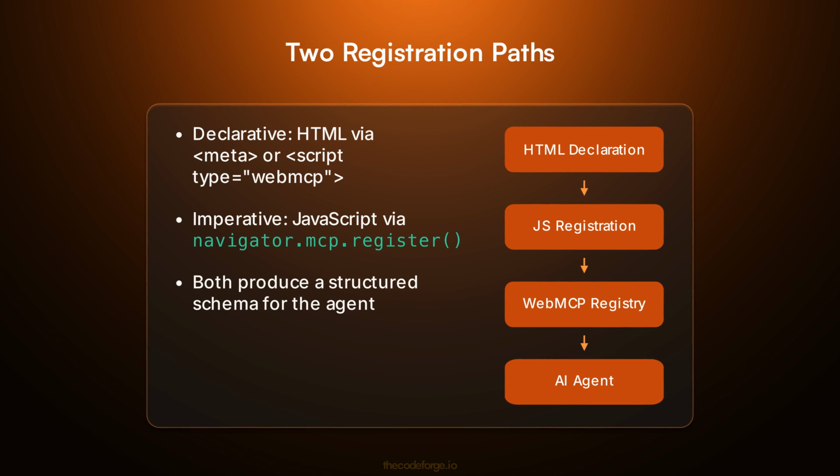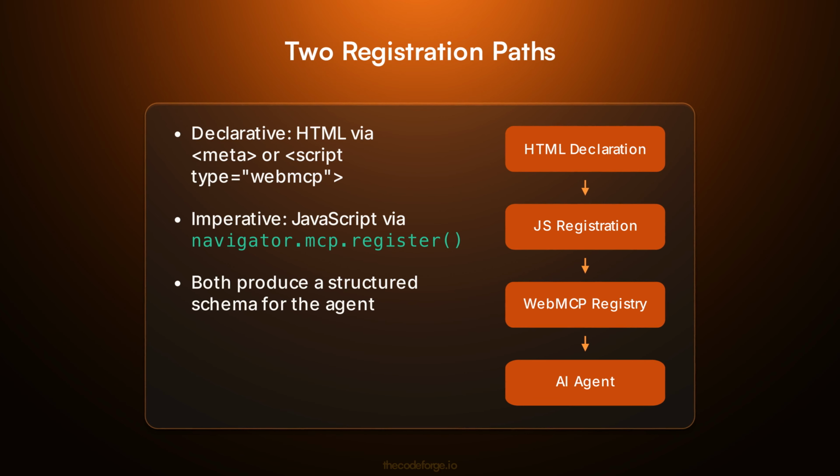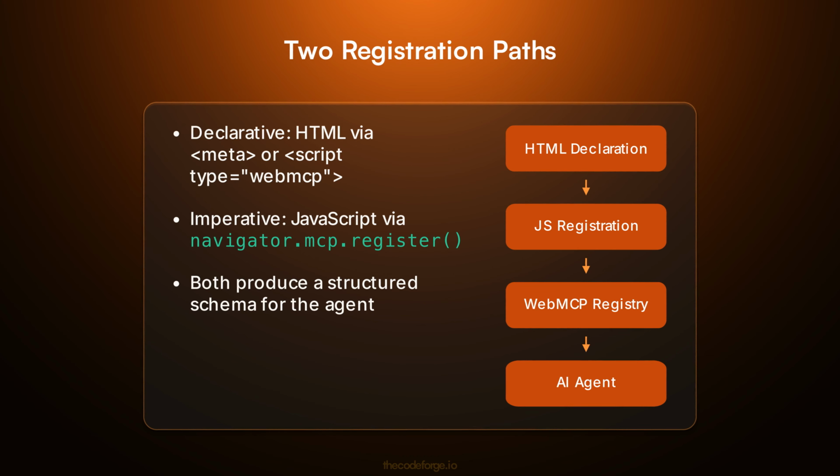You can register tools in two ways: declaratively using HTML attributes or imperatively using the Navigator MCP API. Both methods create a schema that describes the tool's name, description, and parameters, making it discoverable by the AI agent.